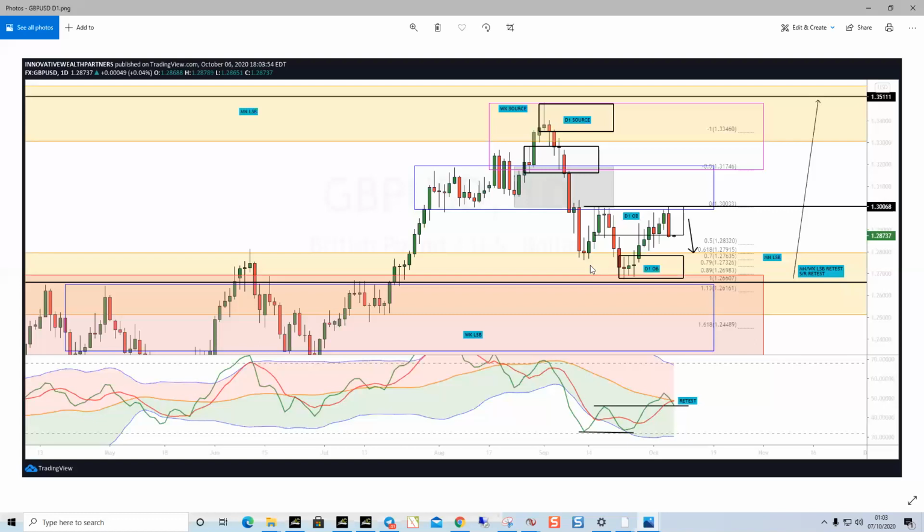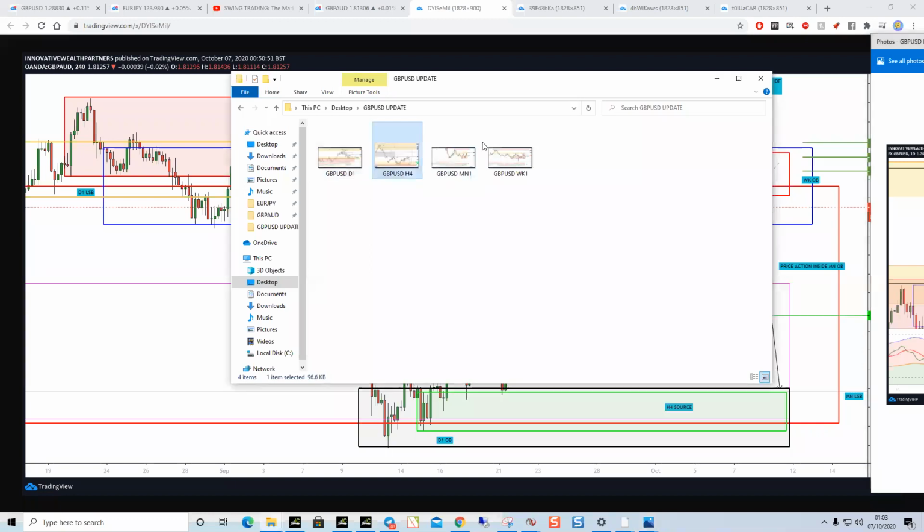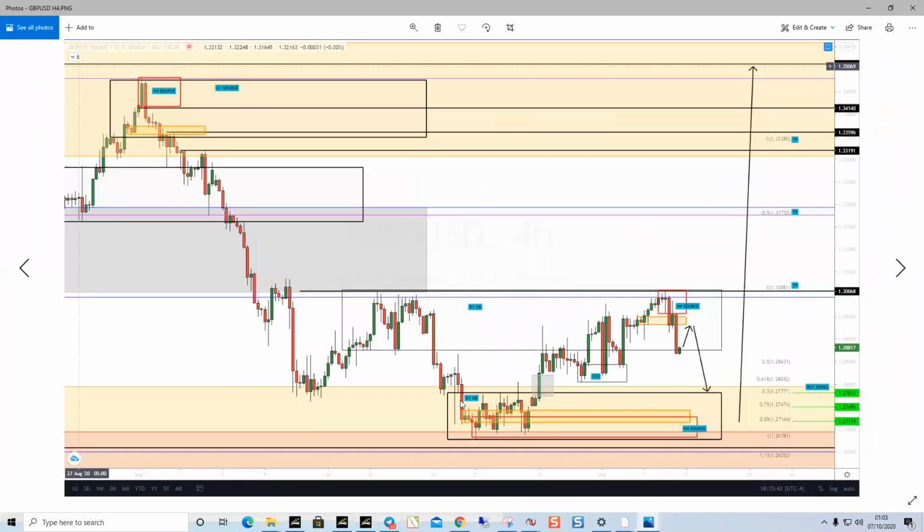But with the TDI, we have this W with the divergence, so it's more like a TDI retest that could be happening. That's why I drew this here. So the 4 hour should give us much more information, which looks very, very nice. Very, very pretty. So this is the 4 hour expanded.